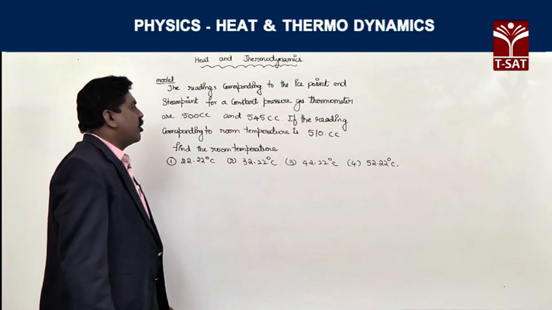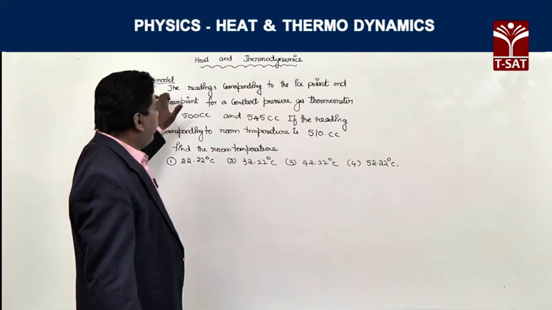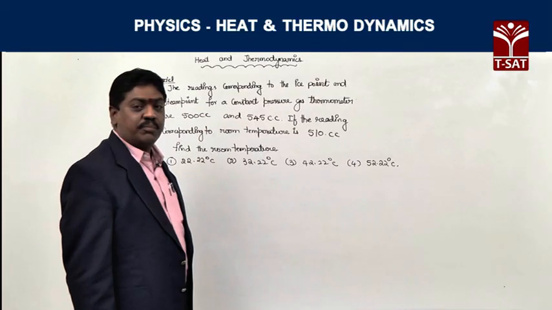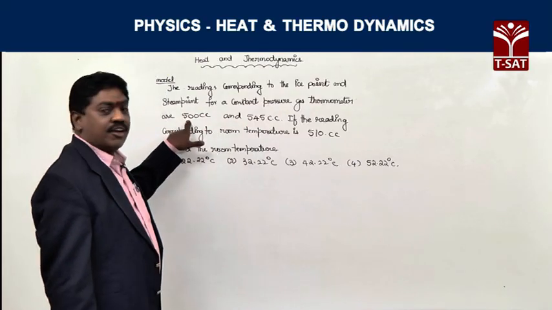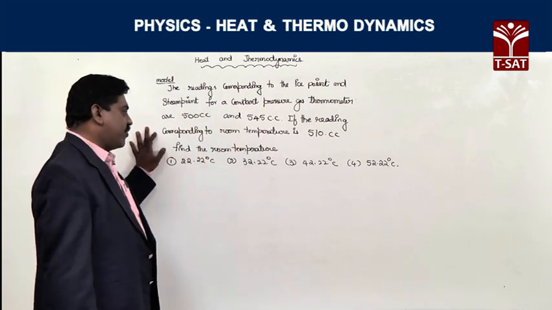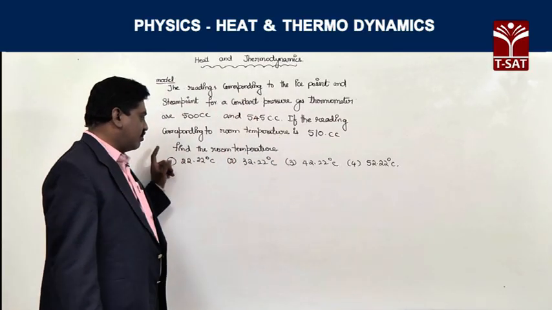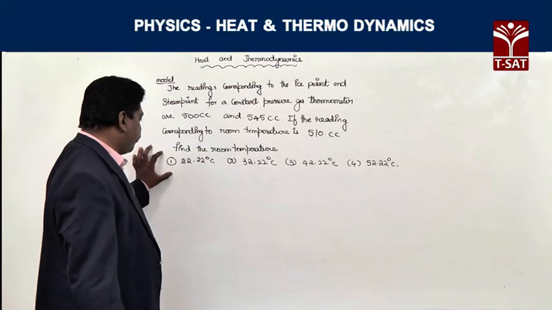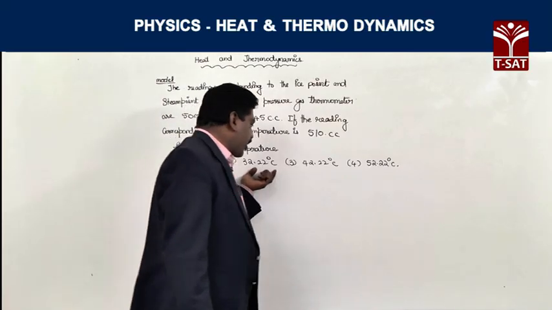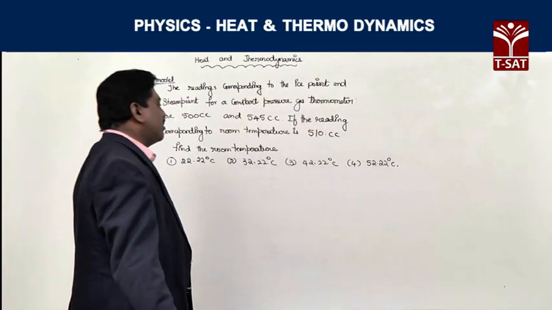Now, let us consider a model based on this property. What we have here are the readings corresponding to the ice point and the steam point for a constant pressure gas thermometer, which are 500 cubic centimeters and 545 cubic centimeters. If the reading corresponding to room temperature is 510 cubic centimeters, then the room temperature will be, the values given are 22.22 degrees Celsius, 32.22 degrees Celsius, 42.22 degrees Celsius and 52.22 degrees Celsius.